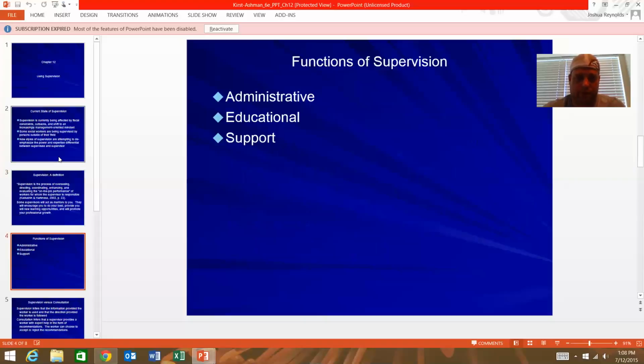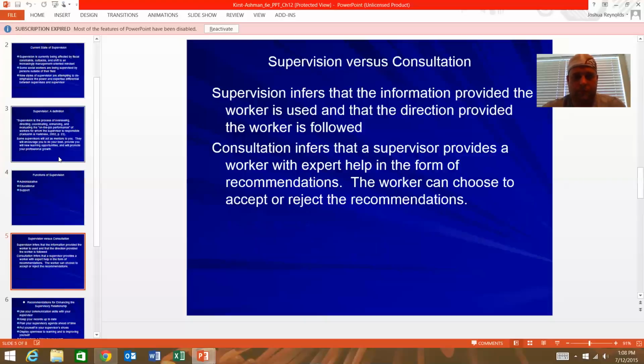So this is pretty self-explanatory. Supervision is more directive. Your boss tells you to go do something or do something different or do more of this, or you're doing a good job and continue to do that stuff. Consultation is more indirect coaching, and the supervisor will give you some ideas, but will really leave it up to you. So supervision is more directive. Consultation is more consultative. Well, of course it is, but it's more about providing you options and letting you figure out your path. The worker can choose to accept or reject recommendations.